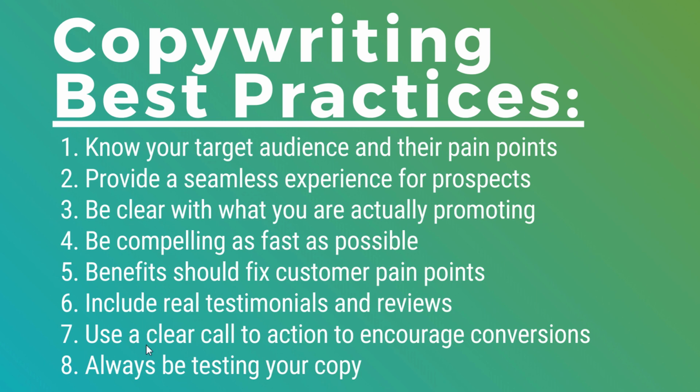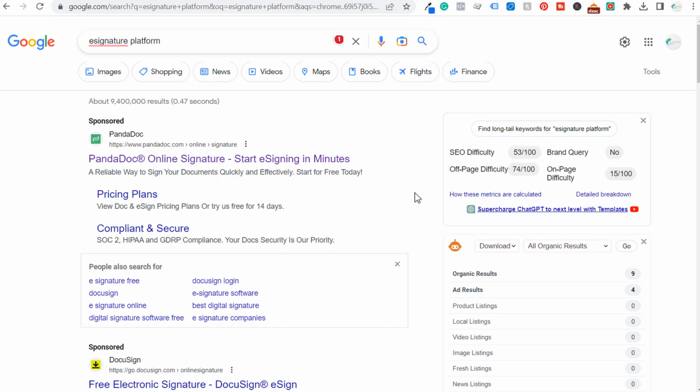Now, number 7, use a clear call to action to encourage conversions. So one of the main things you should always be testing is the call to action that you're using along with the offer that you're using as well. The one example I found here, and there are plenty of different examples we can find, but I just searched e-signature platform. So the very top advertisement here, PandaDoc online signature, start e-signing in minutes. Obviously the benefit that I have here, start for free today, pricing plans, view our pricing plans, or try us free for 14 days.